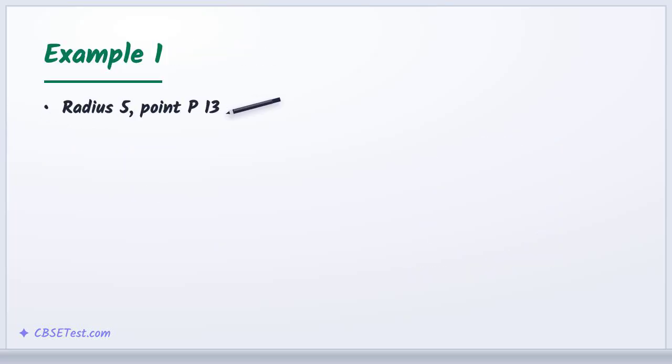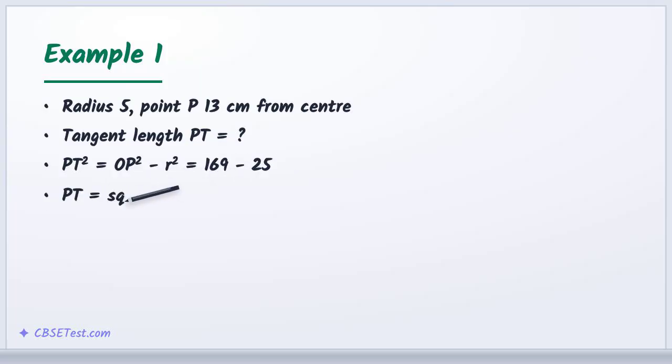A point P is 13 centimeters from the center of a circle of radius 5. Because the tangent is perpendicular to the radius, triangle OTP is right-angled. So PT squared is 169 minus 25, giving PT equals 12 centimeters.